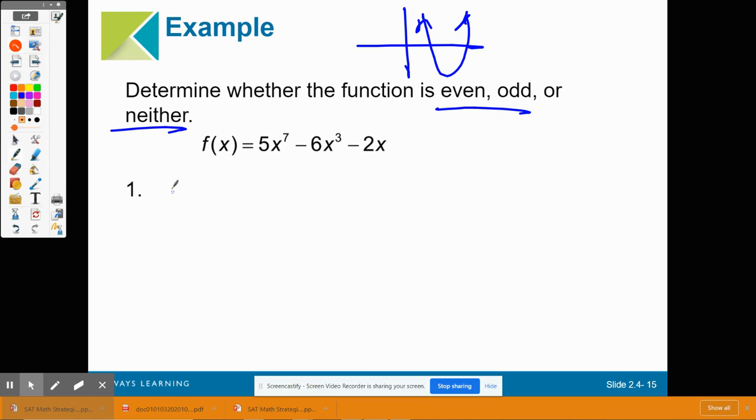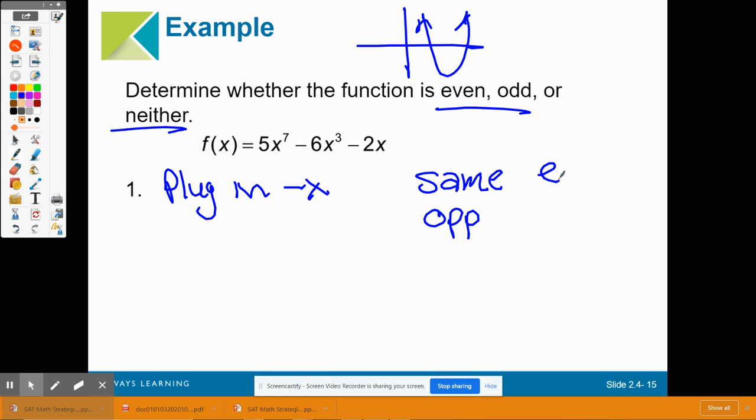When you're checking, every time the step is the same, you just plug in negative x and you're going to see, do we get the same? Do we get the opposite? If it's the same, it's even. If it's opposite, it's odd. If you get something in between, it's neither.